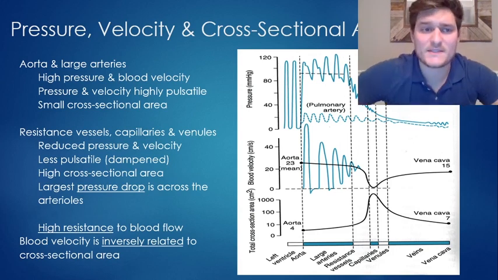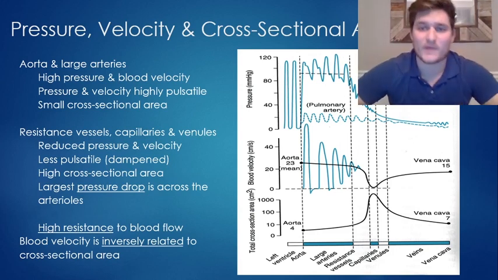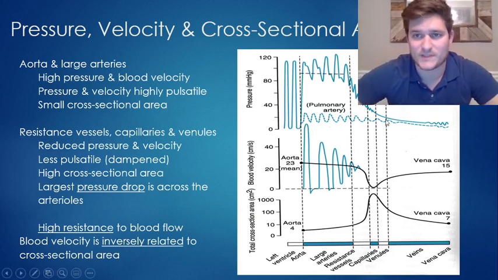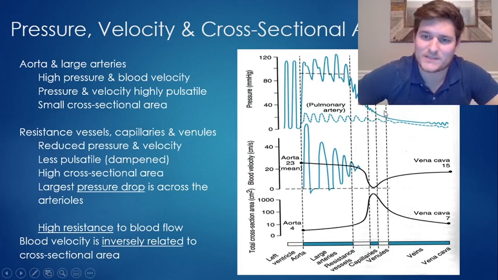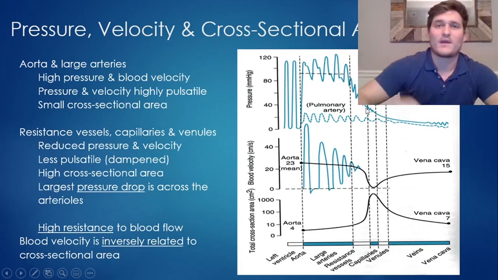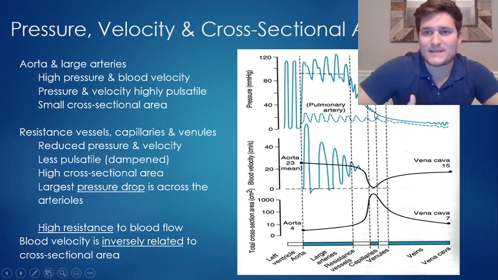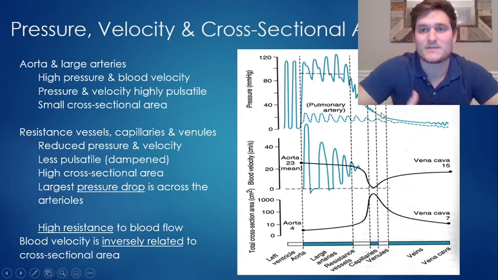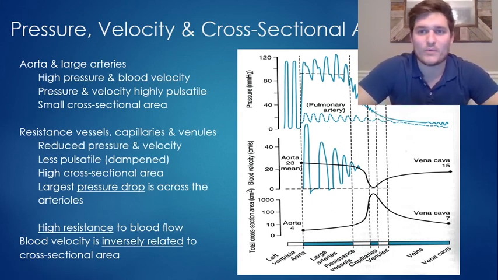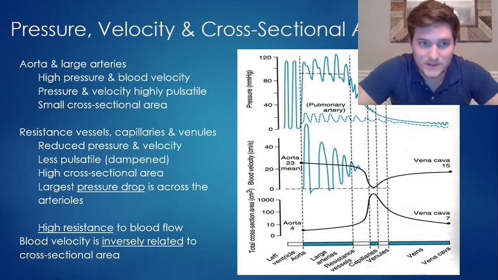In the resistance vessels, capillaries and venules, we see that this pressure is decreasing, and that it is less dependent on the phase of the heart, especially as we get past the capillaries into the venous circulation, because it's so far removed from the heart that the systolic or diastolic phase really doesn't dictate the resistance and pressure within those vessels.